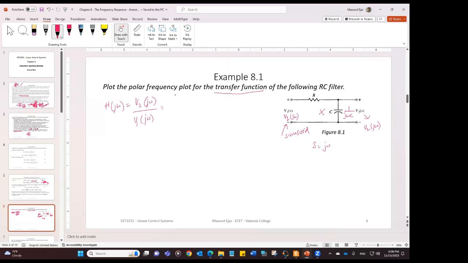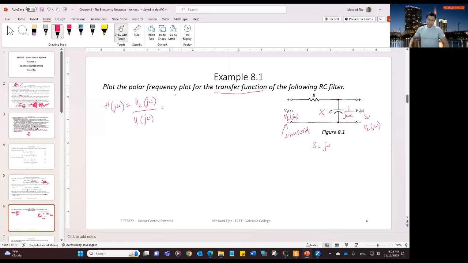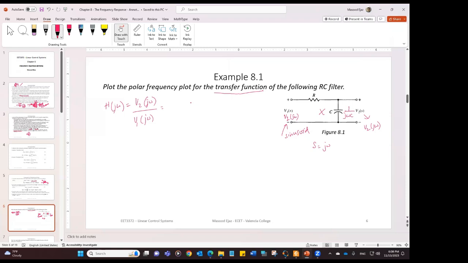Could I use a voltage divider? Okay, that's good. Voltage divider. So what will be the equation? It would be V1 times 1 over j omega c divided by 1 over j omega c plus R.